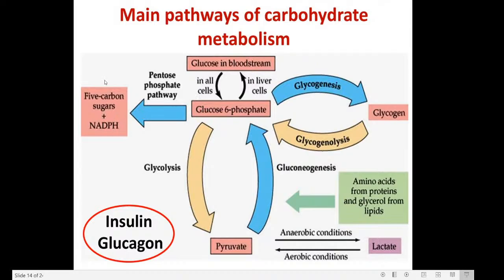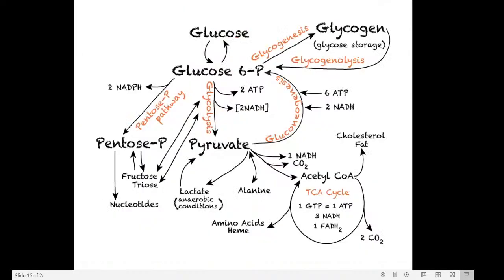Here you can see the additional metabolism pathway of carbohydrate, the pentose pathway. In this pentose pathway, we have the 5-carbon sugar. Using this pentose pathway, we can produce a 5-carbon sugar with NADPH. It's very common in glucose metabolism. In this glucose metabolism, you can understand with the energy molecules. The calculation of energy molecules is very important.